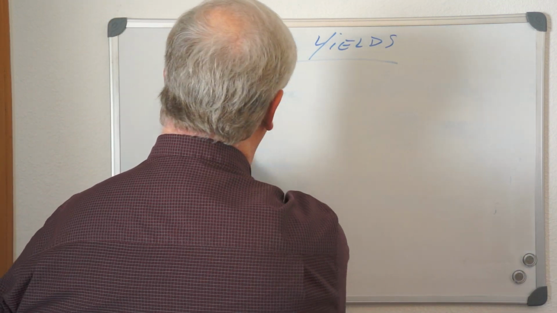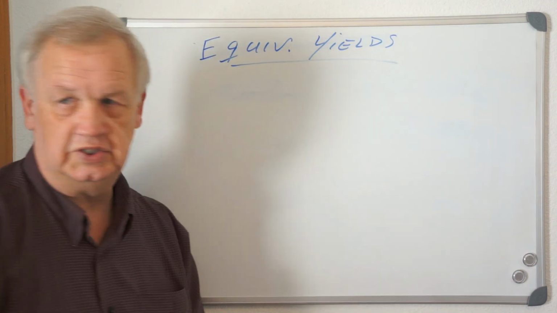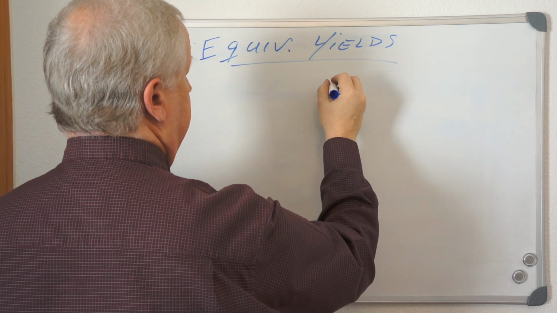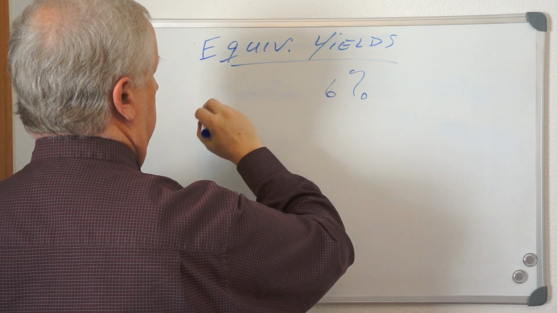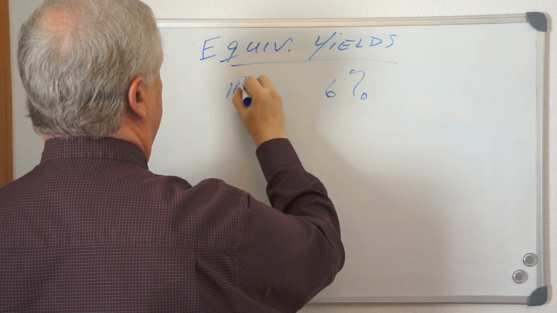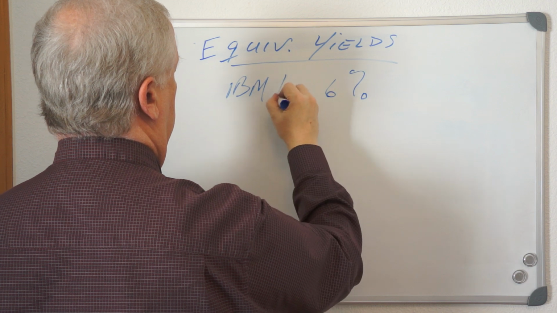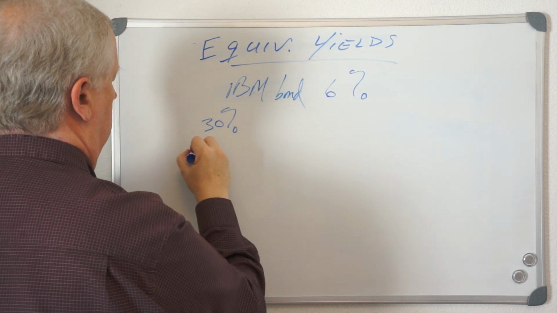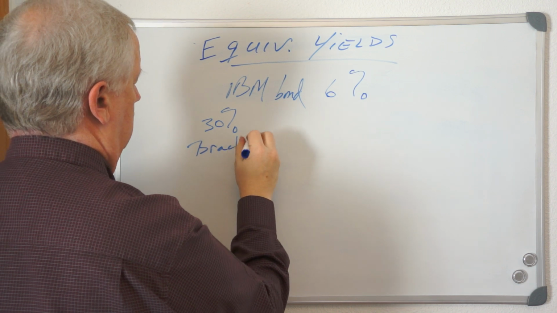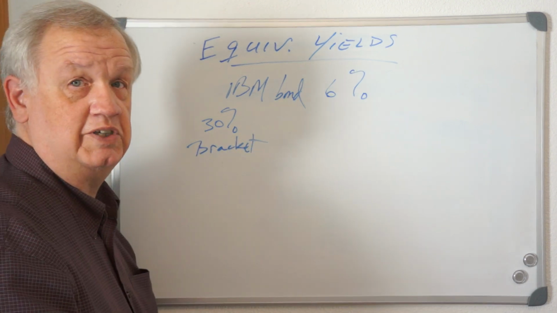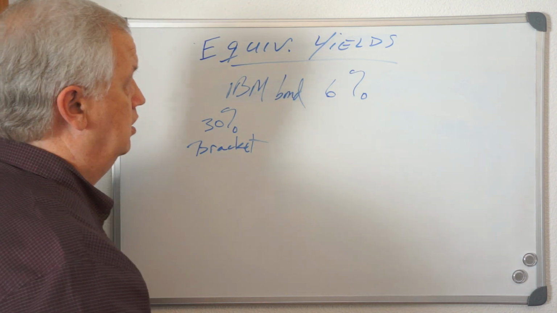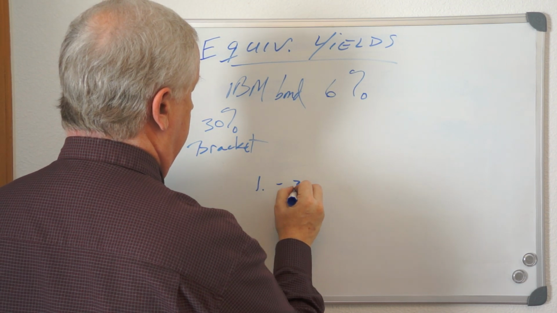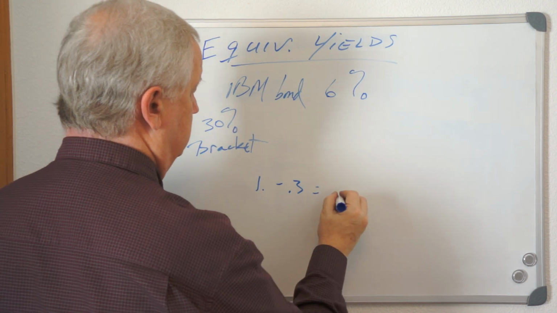Now, go the other way. Let's do the math the other way. What if I have a 6% IBM bond and I'm in the 30% tax bracket? What's the municipal, what's the tax-free equivalent? Tax-free, okay. 1 minus the 0.3, put that in the decimal, equals 0.7, right?